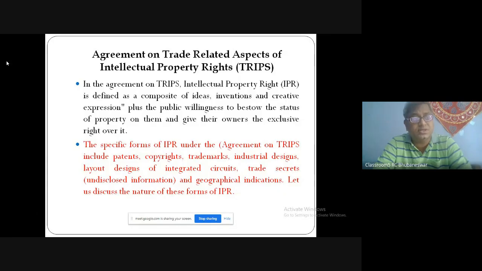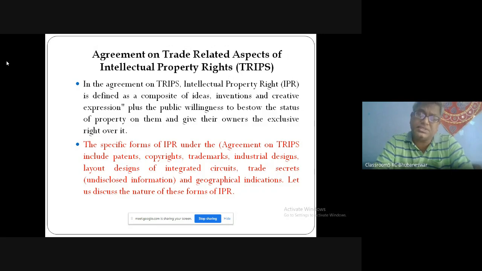Always it appears in the newspaper, you read the newspaper, some new ideas, some new innovation, some creativity expression are called intellectual property. Meaning, a particular vaccine belongs to which country? That is the question mark.